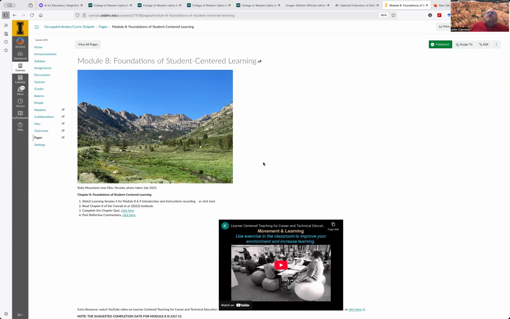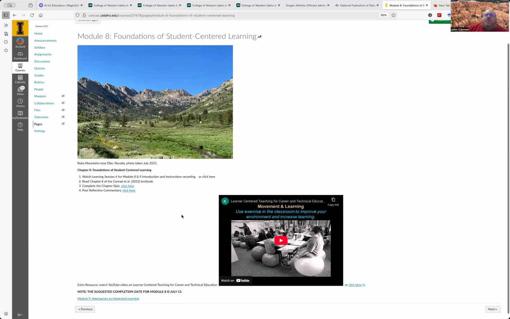So let's go ahead on module 8, Foundations of Student-Centered Learning. And I've shared a photo I took several years ago. This is near Elko, Nevada, right around the 4th of July, and the Ruby Mountains to the south and east of Elko. Very similar to Yosemite. Not as many people, but a neat place to go and see the beauty of the Nevada mountains.